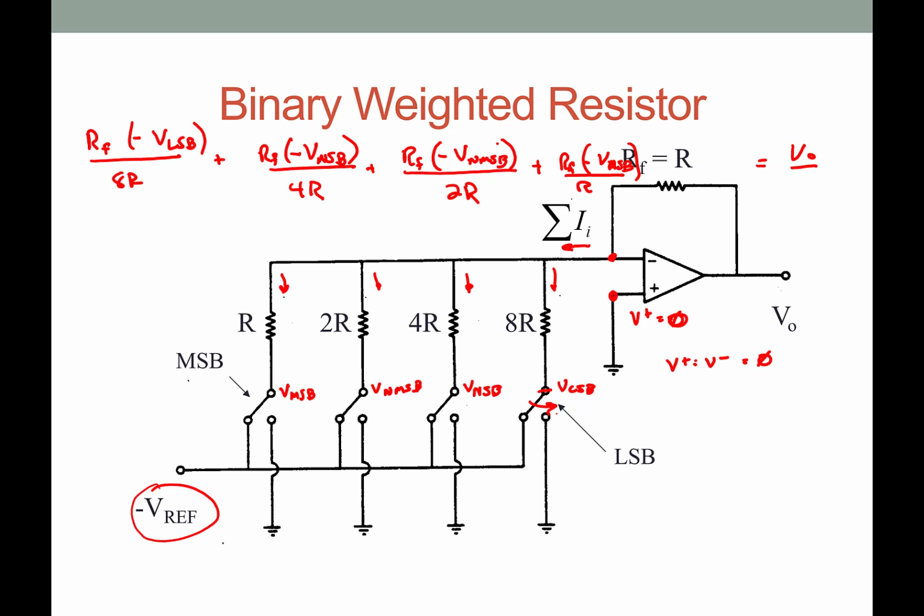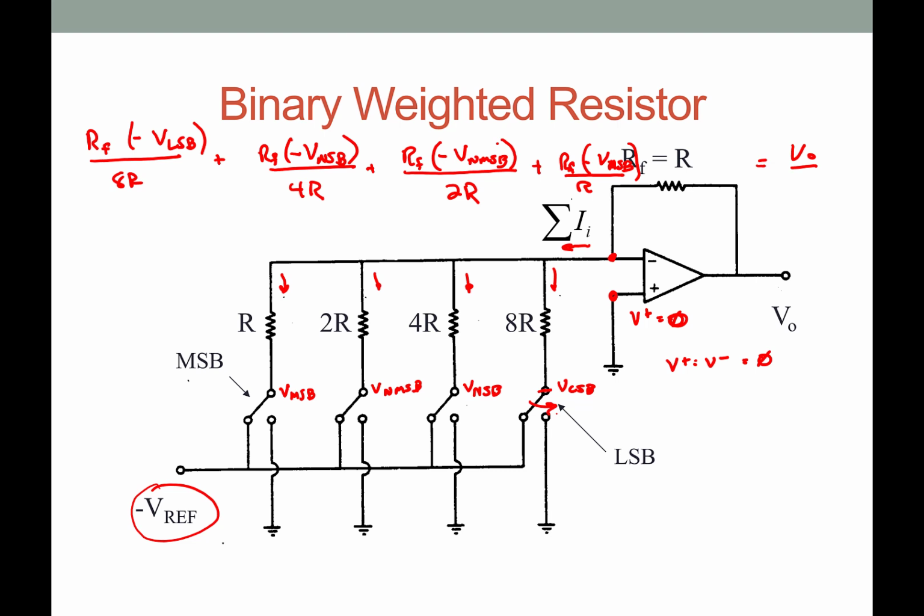So basically, each bit is either tied to the reference voltage or tied to ground. So that's basically telling you whether or not that bit is affecting the output voltage.